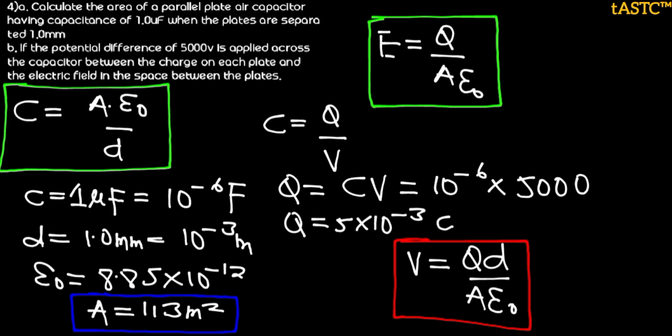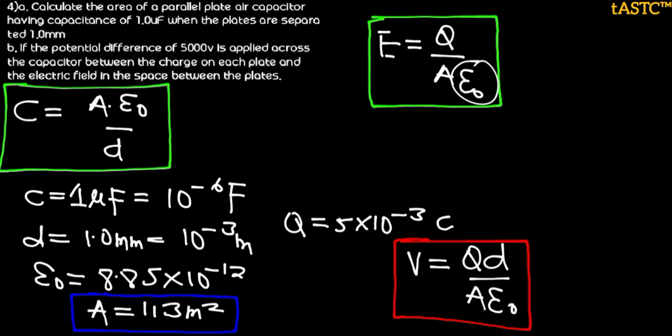Now, what is going to be the electric field created from here? We already know that Q, the charge, was gotten to be 5 multiplied by 10 to the negative 3. We have gotten the area, that is 113 meters squared. And we already know what E naught is. So from here, we could find out the electric field intensity. That is going to be equal to Q divided by A E naught.